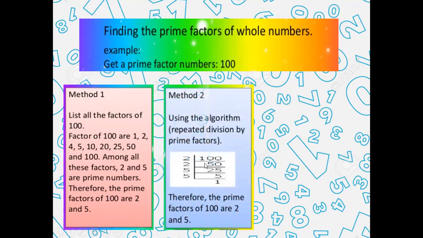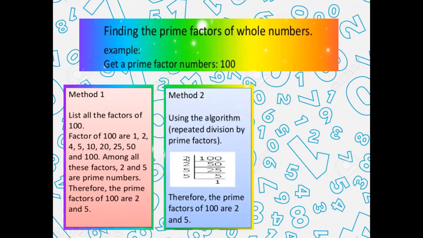Let's take method 2. We'll be using an algorithm. It's like a short division. We're going to use this one to identify the prime factors. So again, let's use prime numbers first.